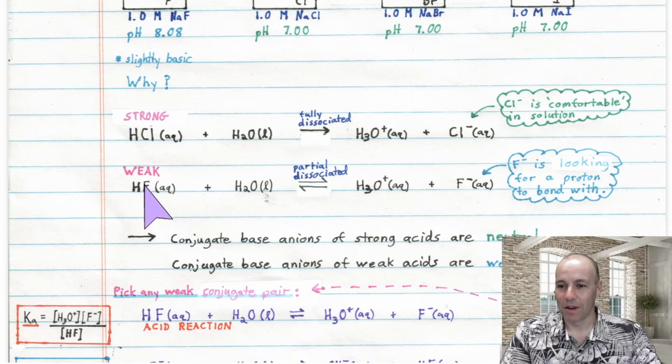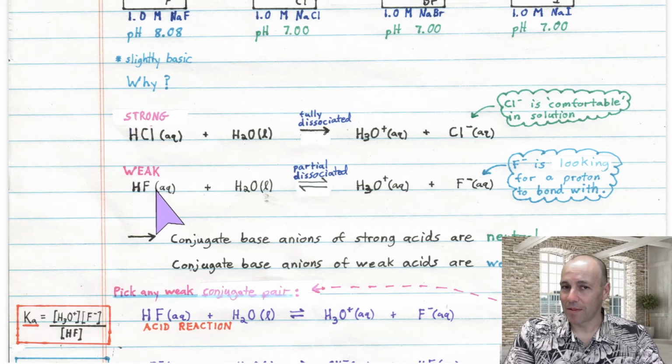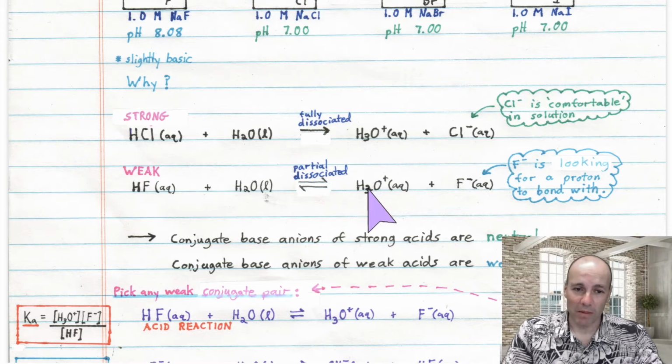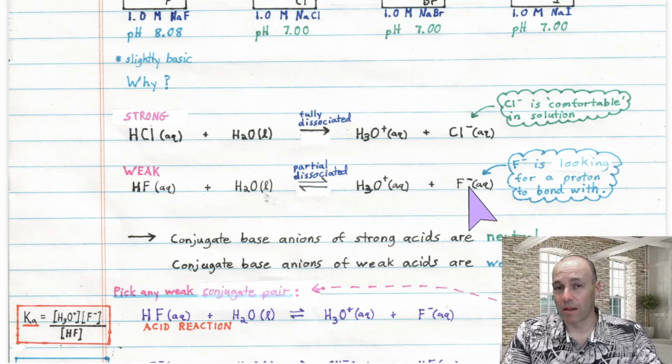Now let's consider hydrofluoric acid. This is one of the many weak acids out there, and weak acids also dissociate into protons and conjugate bases, but it's a partial dissociation. And on top of that, the equilibrium lies heavily to the left. Most of the hydrofluoric acid will be undissociated in solution. Only a small fraction will be in the form of protons and fluorides.